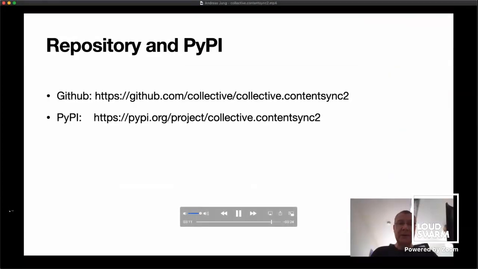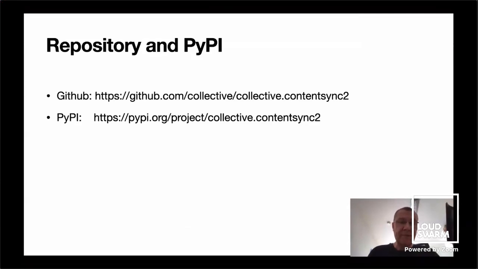That's it about Collective Content Sync 2. It's available from the collective on GitHub, and of course on PyPI as a Python package. As mentioned earlier, it requires Plone 5.2 running on Python 3, and usually the source and the target sites should be identical. Thank you very much, and I hope to see you soon in person.